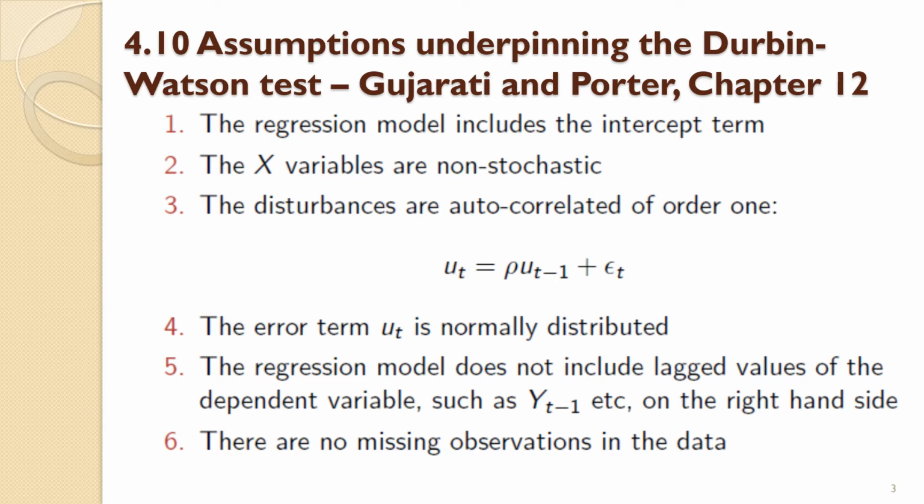Assume that the error term is normally distributed, and that the regression model does not include lagged values of the dependent variable on the right hand side. Also assume there are no missing observations in the data. Okay, so I ought to recap that, assuming you've got this first order autocorrelation, perhaps you shouldn't interpret this too literally. It's just natural to assume that residuals for successive terms would be correlated, for instance residuals for year 2000 and year 2001.